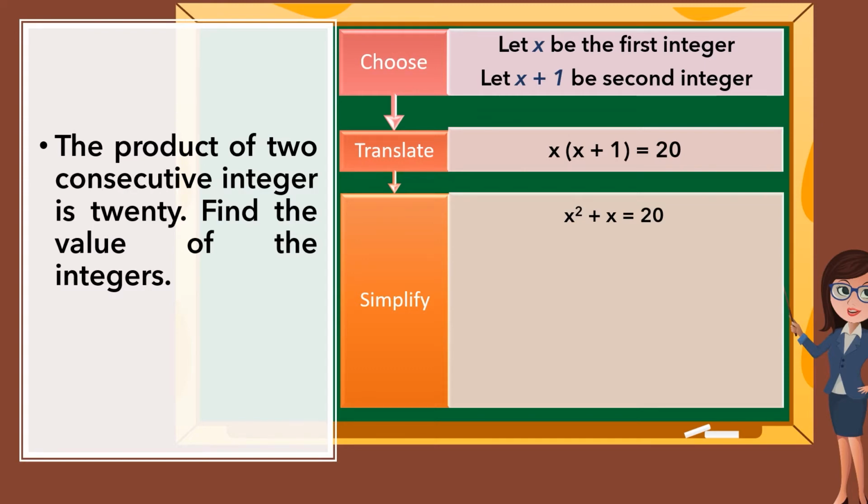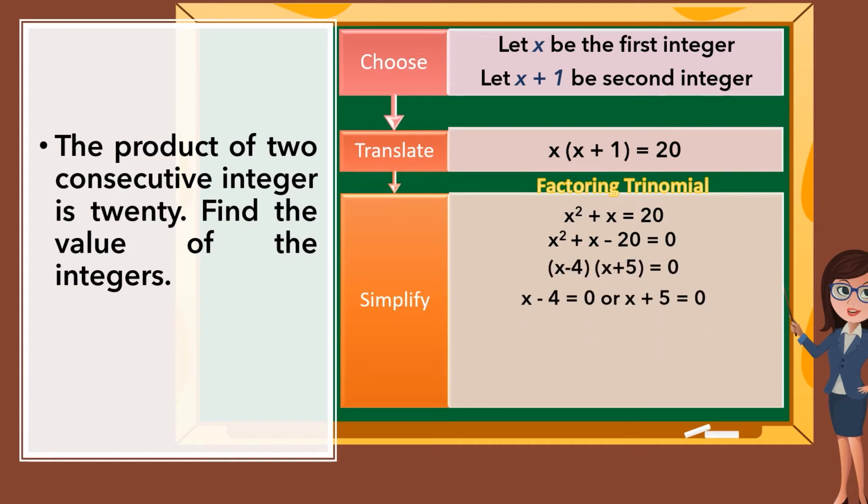Place all polynomials on one side. That is, x squared plus x minus 20 equals 0. Using factoring trinomial, the factors of x squared plus x minus 20 are x minus 4 and x plus 5. By zero property, x minus 4 is equal to 0 or x plus 5 is equal to 0. Again, we have two values of x.